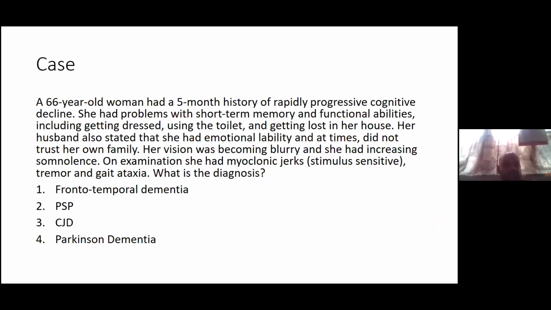Right, so then we go on to the third case. A 66-year-old woman had a five-month history of rapidly progressive cognitive decline. She had problems with short-term memory and functional abilities, including getting dressed, using the toilet, getting lost in her house. Her husband also stated that she had emotional lability and at times did not trust her own family. Her vision was becoming blurry and she had increasing somnolence. On examination, she had myoclonic jerks, which are stimulus sensitive, tremor, and gait ataxia. What is your diagnosis? You can start the poll right now.